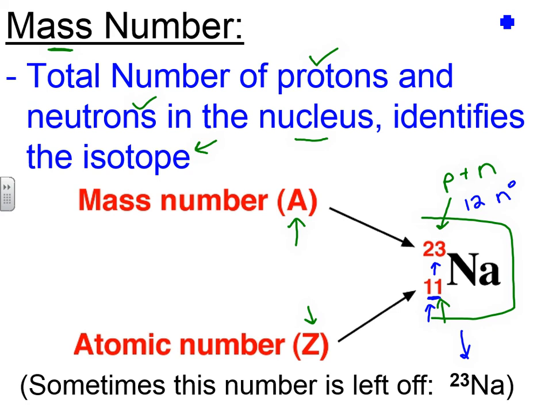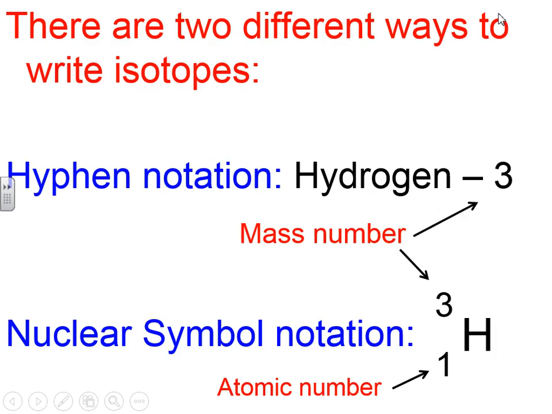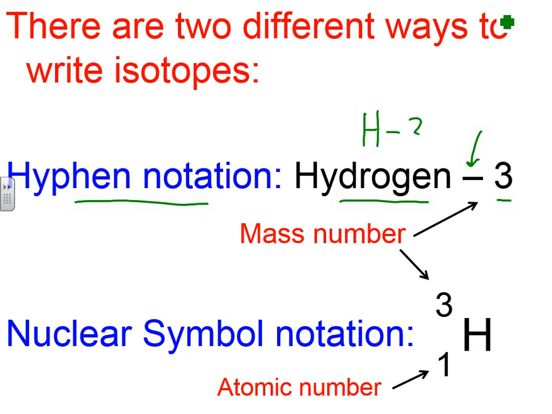So let's do some different ways of writing isotopes. There's actually two ways of writing isotopes. There's what's called the hyphen notation, and a hyphen is a fancy word for dash. And so what you do is, if you want to write hydrogen-3, you write out the full name hydrogen with a hyphen and a 3, hydrogen-3. You'll also see it written just H3. This is less common, but usually we write out the whole element name.